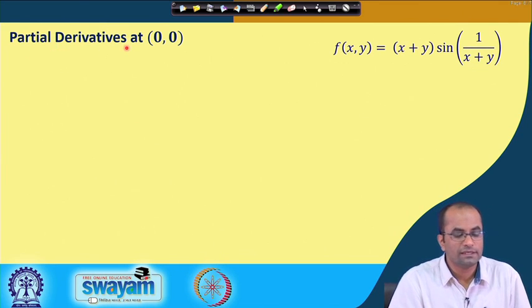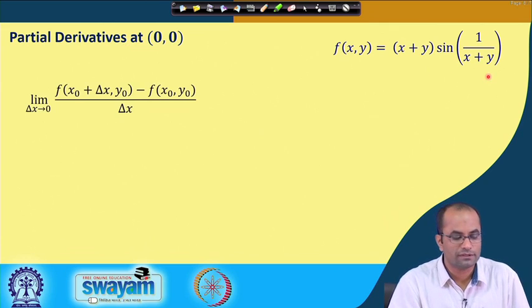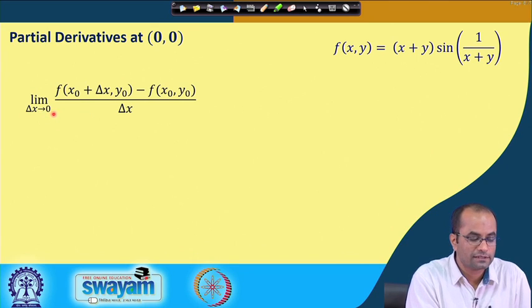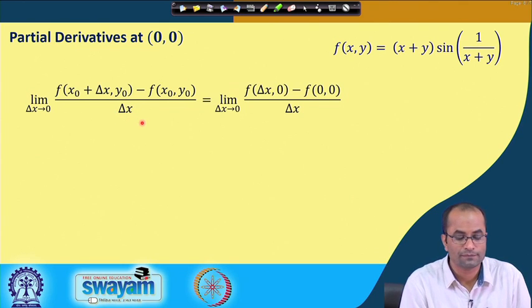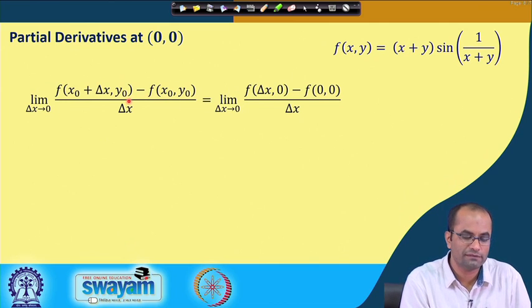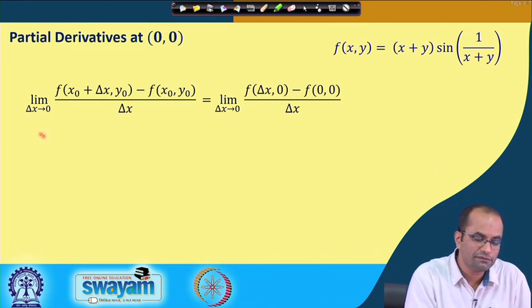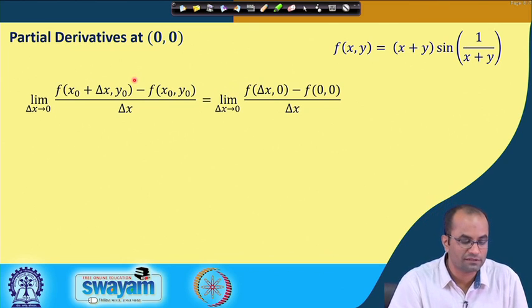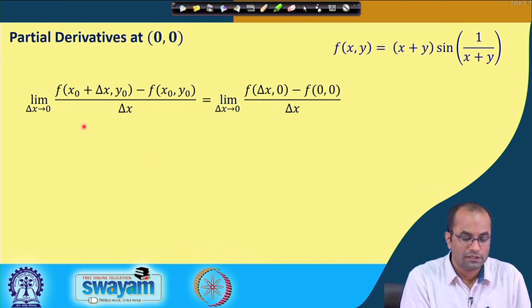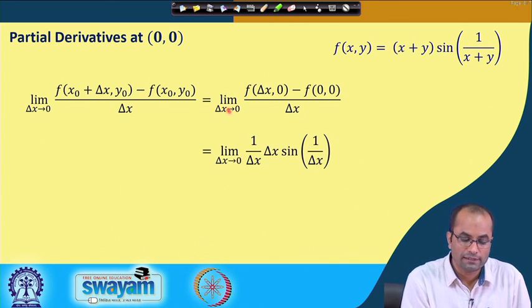Next, moving to the partial derivatives at the 0 point. We have this function, and we can now use the definition: the limit as delta x goes to 0 of f of x 0 plus delta x, minus f of x 0, over delta x. Since x 0 and y 0 are 0, we are talking about the derivative at the 0 point. So, we are taking this limit. If this limit exists, then we say the partial derivative with respect to x exists. If it does not exist, we say the partial derivative with respect to x does not exist. So, here in this case we have, as per the definition, delta x going to 0.